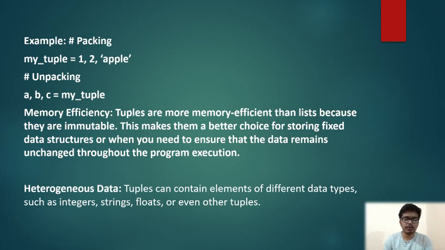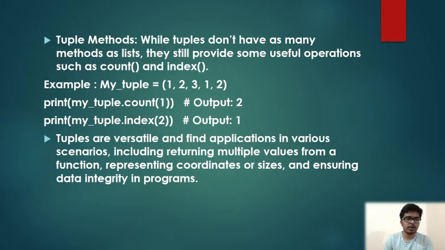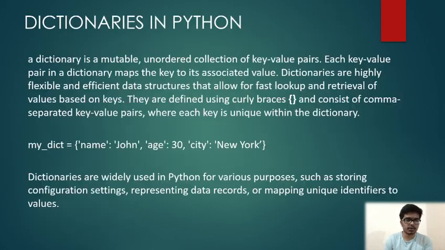Memory efficiency. Tuples are more memory efficient than lists because they are immutable. This makes them a better choice for storing fixed data structures or when you need to ensure that the data remains unchanged throughout the program execution. Tuple methods. Tuples don't have as many methods as lists. They still provide some useful operations such as count and index.